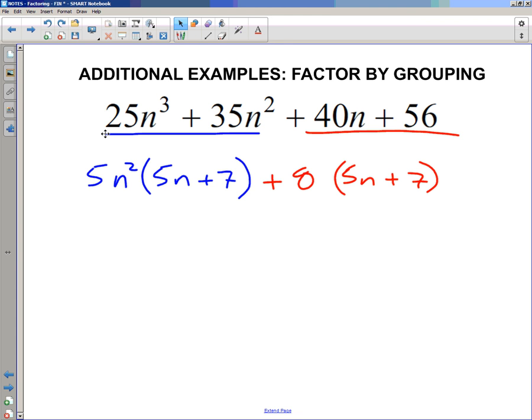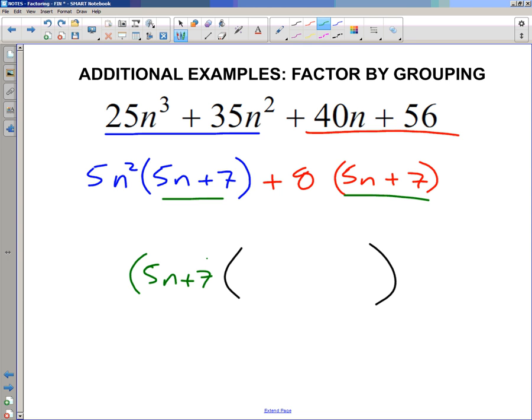So we've done the first step. We factored a GCF out of each group. Now we look at the binomial that's left behind in each term, and we notice that they are identical. So those 2, we're going to pull that factor out into the front of this whole expression here. So I'm going to pull out that 5n plus 7 out to the front, and what's going to be left behind after we do that is going to be a 5n squared and an 8.